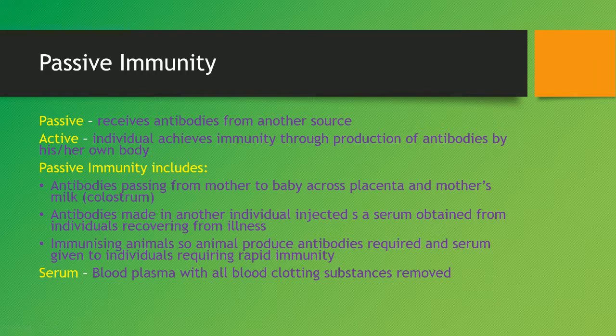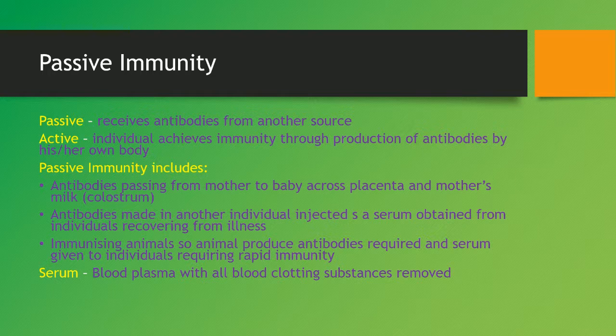So, passive immunity is whenever you receive antibodies from another source, whilst active immunity is whenever the individual achieves immunity through the production of antibodies by his or her own body. So passive immunity is like an injection of just pure antibodies, they're just there. Active immunity is, for example, an injection of a weakened form of the virus, and then your own body produces antibodies to that. So let's go in depth a wee bit more about passive immunity.